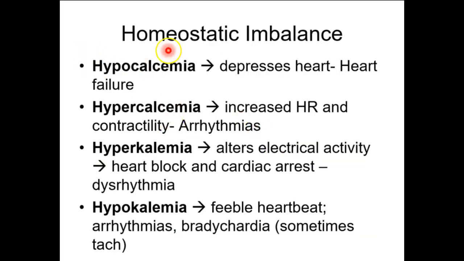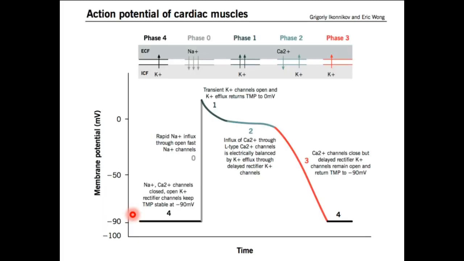These two are incorrect. Hypocalcemia should be increased heart rate and contractility. Hypercalcemia should be depressed heart and heart failure. It's taken me forever to keep these straight because they are counterintuitive for me. I think as of Monday, I finally got to the point where I understood what was going on here at the cellular level. Hyperkalemia and hypokalemia are a little bit easier and more straightforward.